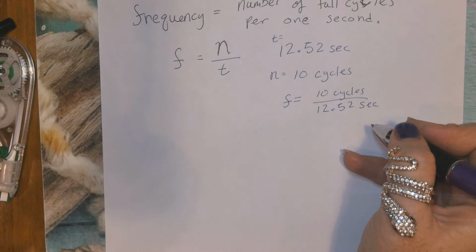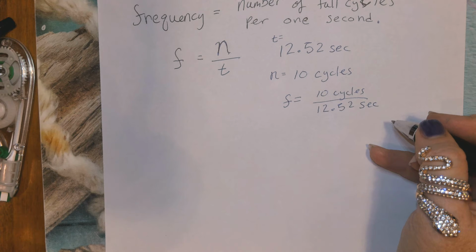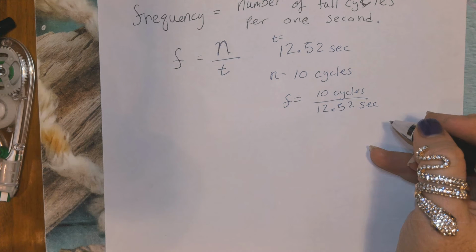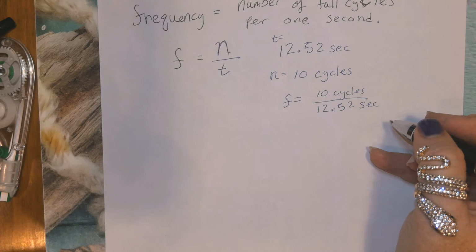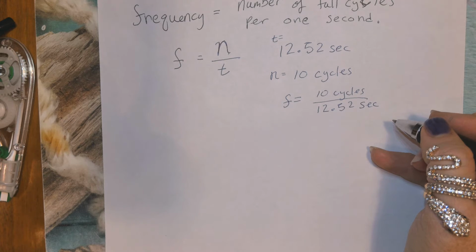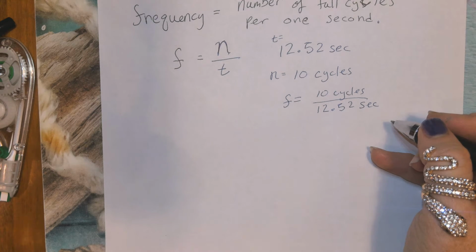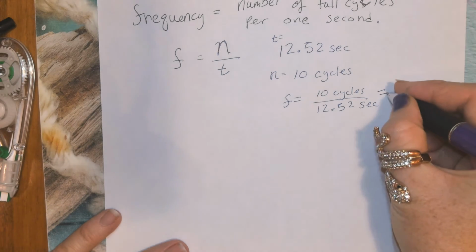Ten divided by 12.52. Go ahead and get your calculator and do it as well. I hope you have your answer by now. Don't just copy mine. I'm waiting for you to get the answer done. I'm not going to do it for you. Hurry up, get your calculator. Okay, you can check your work with me.